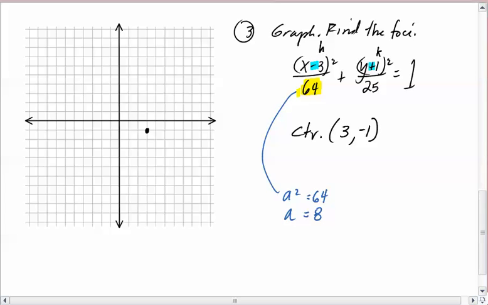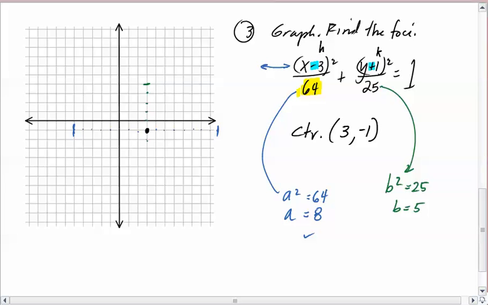And this is my b squared is 25, and therefore b is 5. So I'm ready now. Once I have the center, I'm ready to go in each direction. The a, now which direction am I going? This is oriented horizontally because the large one is underneath the x. Okay, so here I go 8 out from that. 2, 3, 4, 5, 6, 7. Oops. There's the outermost boundary there. And the b, 1, 2, 3, 4, 5.